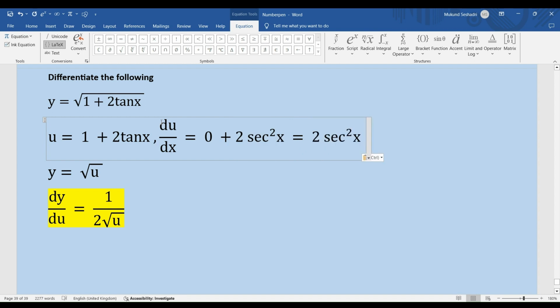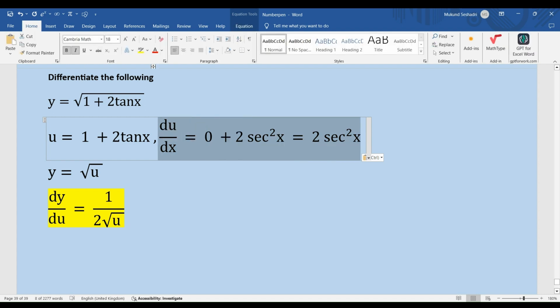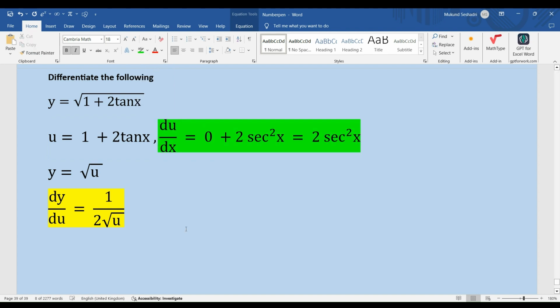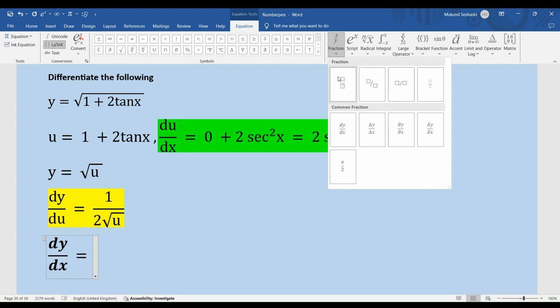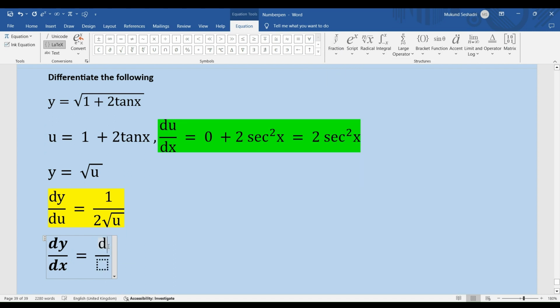So I have my du by dx. Let's highlight it in our usual green. And I have my dy by du. And then I will have to figure out what my dy by dx is, right? So let me write this down. We have more or less arrived at what we want. My dy by dx from application of chain rule is nothing but dy by du into du by dx, right?